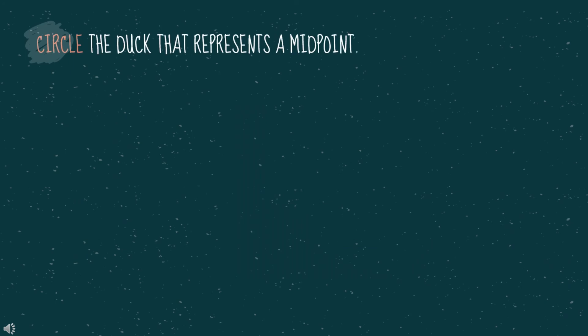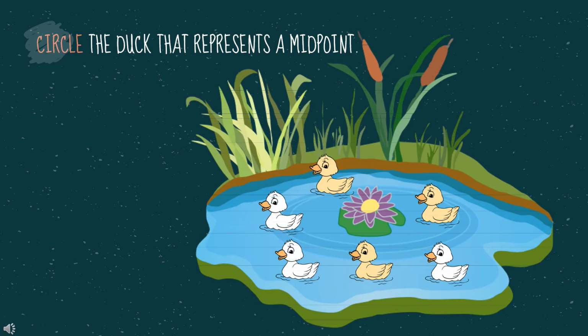Now have a look at all the ducks in the pond. We need to circle the duck that represents a midpoint. Remember, a midpoint shows equal space on either side and they have to be in a straight line. If we put a ruler underneath them, they will all be sitting on top of the ruler. So the duck that is acting as the midpoint is the yellow duck at the bottom.